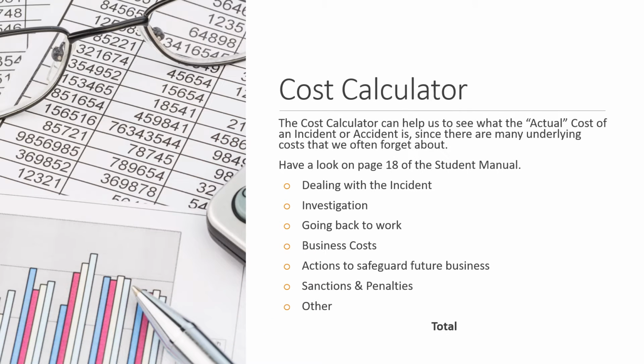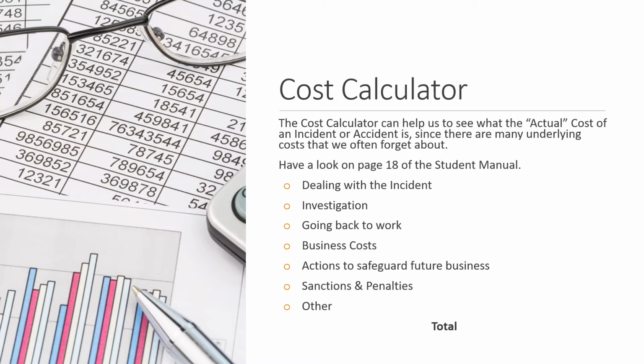Let us now have a look at the cost calculator. The cost calculator can help us to see what the actual cost of an accident or incident is, since there are many underlying costs that we often forget. Please have a look on page 18 of your student manual. Under the details of the actual incident, note down the date of the incident, the description of what happened, and the person or persons who were involved.